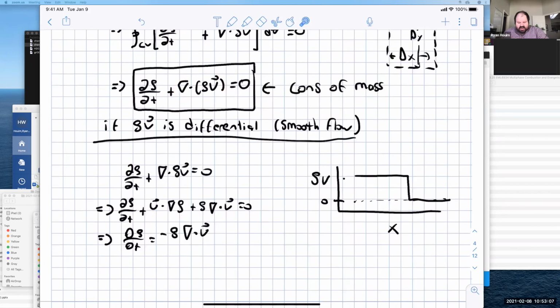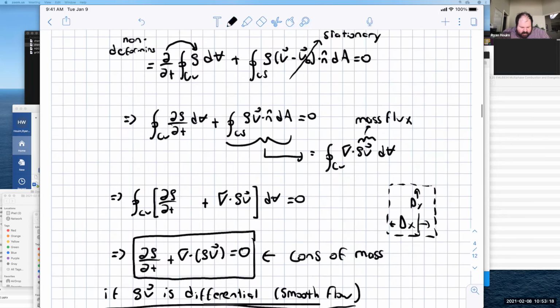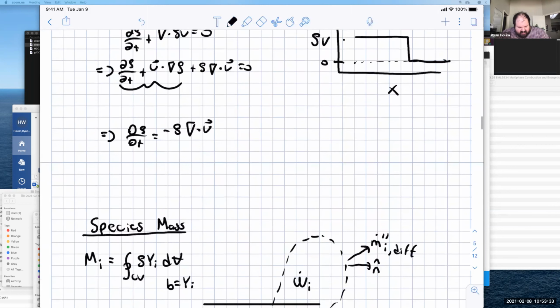Okay, and then what those classes would traditionally do is they would recognize that this term here, if I go back up to my material derivative definition, is just my material derivative with psi replaced with rho. So this term down here is nothing more than d rho dt. Okay, and then you would basically say that d rho dt is equal to minus rho times the divergence of the velocity vector.